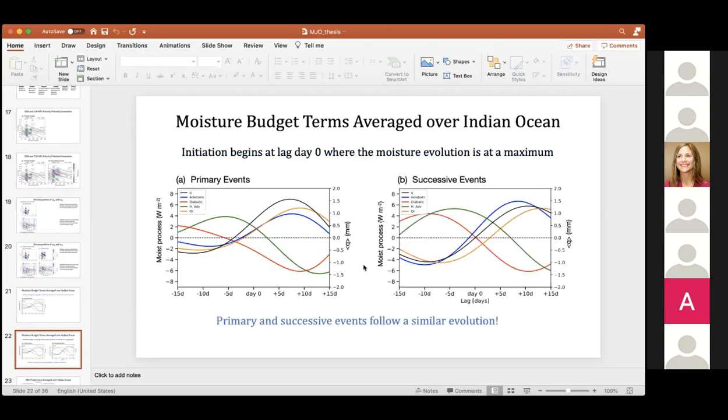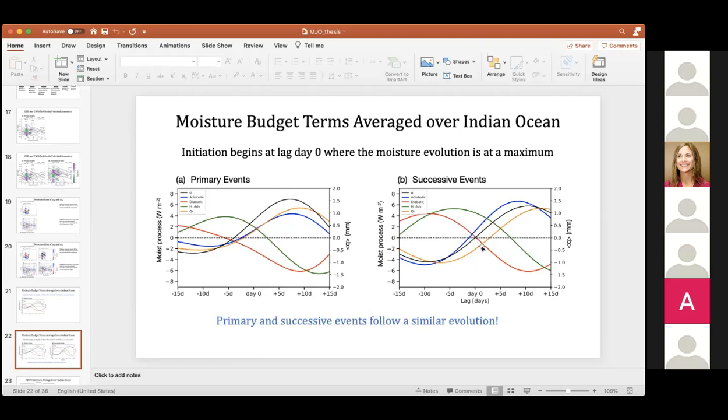So we can look at the same thing again for successive events with the same coloring scale. At first glance, we can see that both primary and successive events follow a similar evolution, where horizontal advection becomes a maximum at about lag day -5 prior to initiation, although this advection term is a lot stronger than in primary events, and this is hypothesized to be because of the circumnavigating signal. We can also see with the diabatic processes, which are in red, that they're a lot stronger prior to initiation due to the suppressed phases of the MJO.